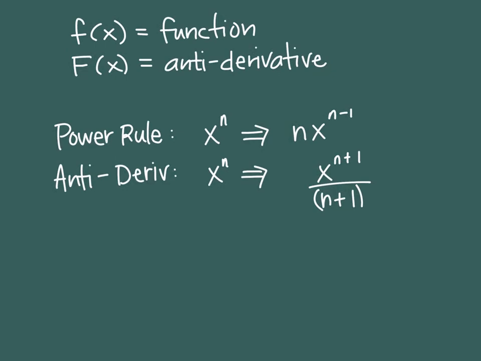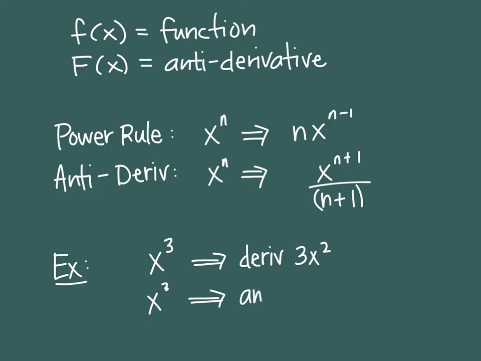So for example, if we have x to the third, its derivative is 3x squared. But if we have x to the third and we want to do its antiderivative, then we're going to raise that power up to 4, and we're going to divide it by 4. And the way you check that is just by taking the derivative to make sure that you get back to x cubed if you do take the derivative, and it does work to work backwards like that.